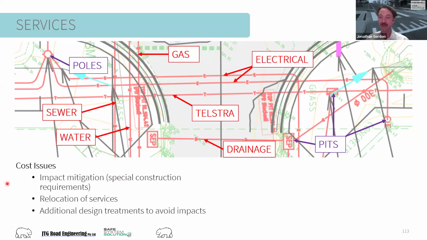So cost issues are a big major part of that. They have impact mitigation costs, so we might actually have to encase a gas service in concrete just to avoid impact to it. We've got, of course, relocation costs, and they can be astronomical. They can really outweigh the budget of the project, and we need to be aware of services as early as possible so that we can start to understand the cost implications. And of course, there's additional design treatment, so we might actually relocate a curb specifically to avoid impact to a service, even though it may not have otherwise been required.